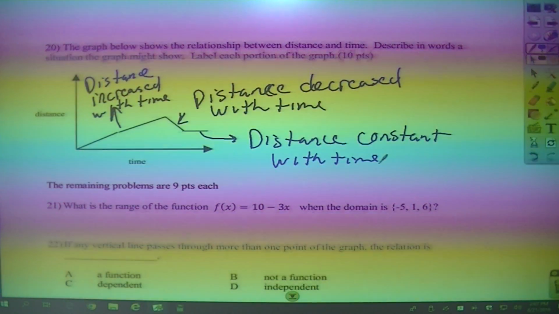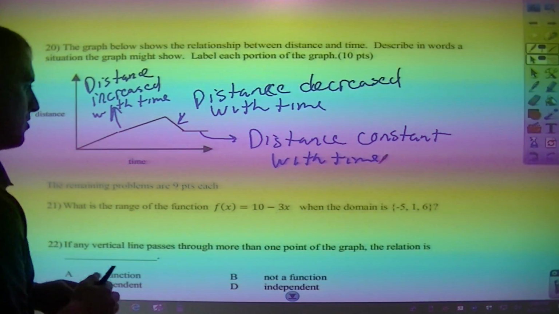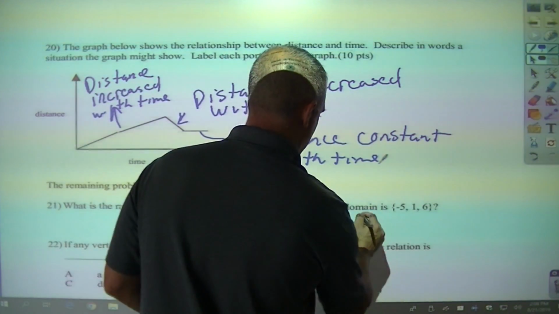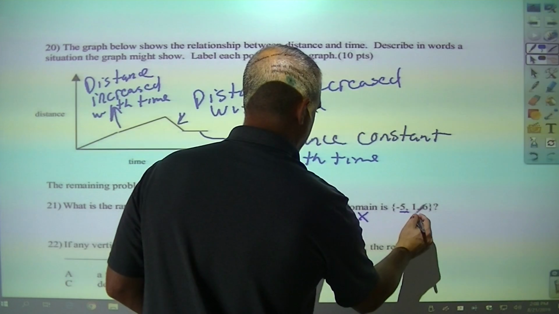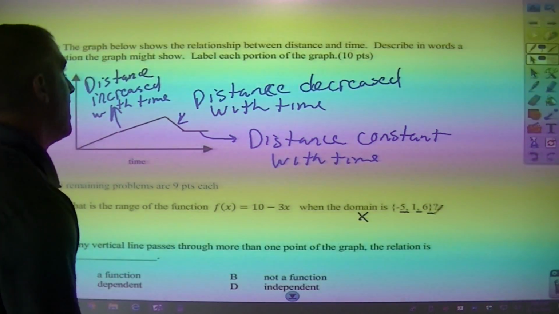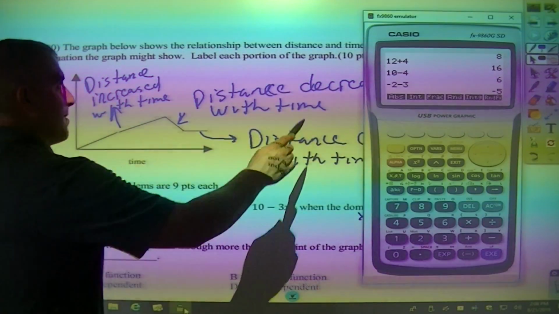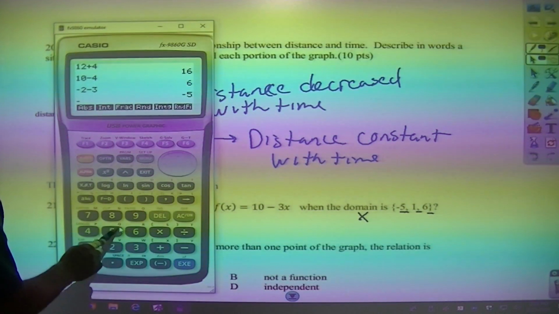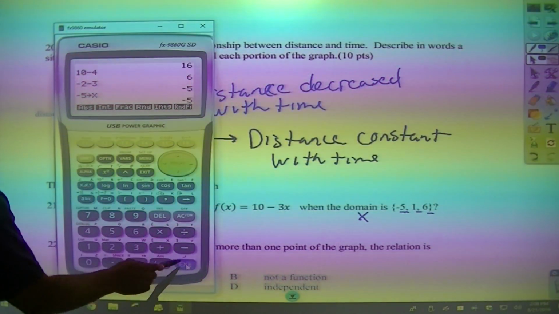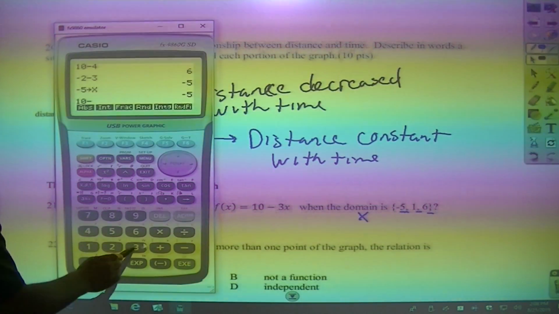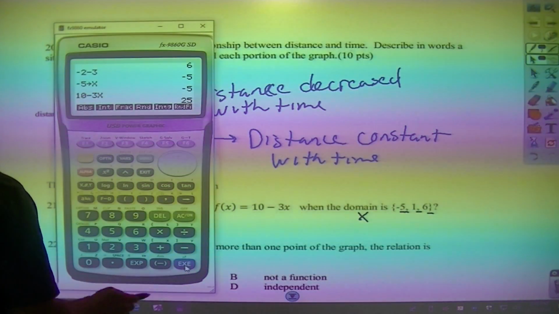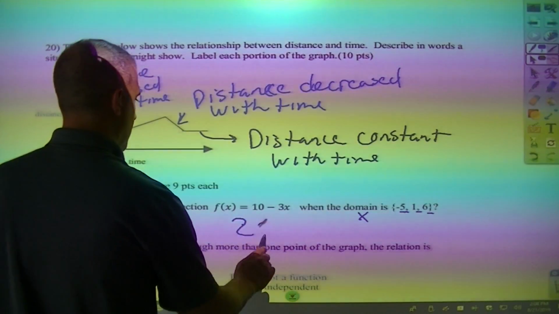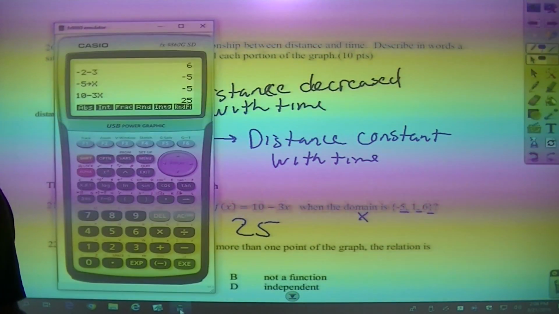Okay? What is the range of the function? When the domain is this. Domain means x values. So these values are going in for x. The way I would handle this to make it easy on myself is I would do negative 5 arrow x. So it's like a substitution problem. 10 minus 3x. Okay, so the first one we get is 25. Then I would put 1 in.